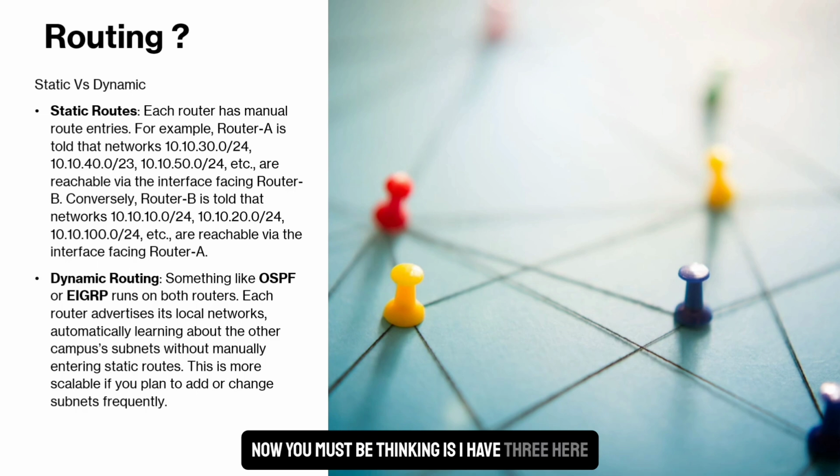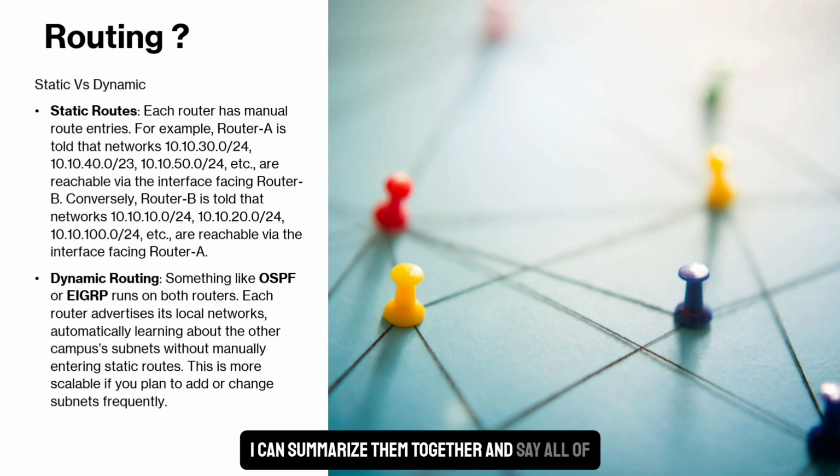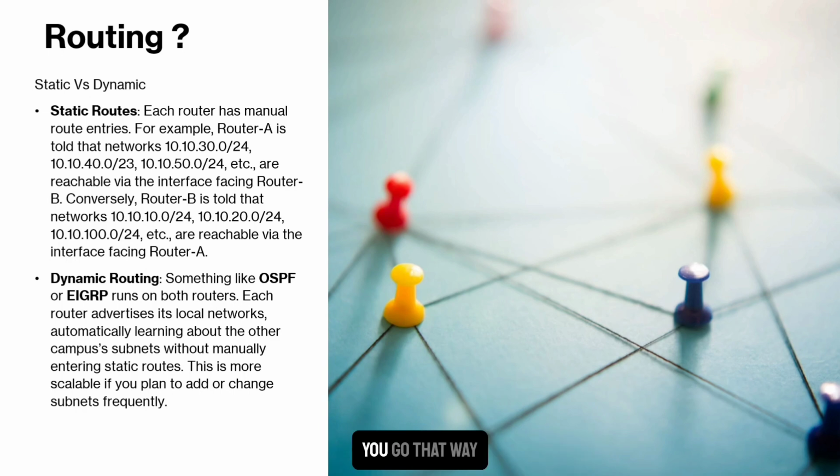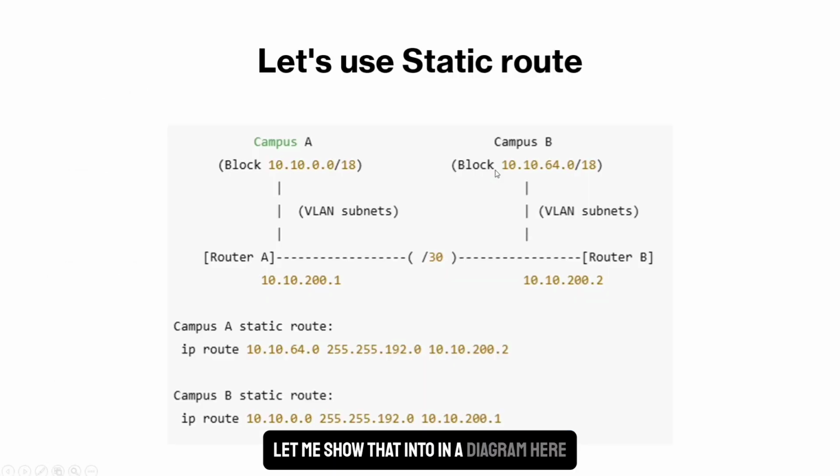Now you must be thinking, I have three here and three there on the other side. I need to manually tell each one to go somewhere. Instead of doing that, I can summarize them together and say, all of you go that way. When somebody coming from campus B wants to come to A, all of you come this way, right? So let me show that in a diagram here.